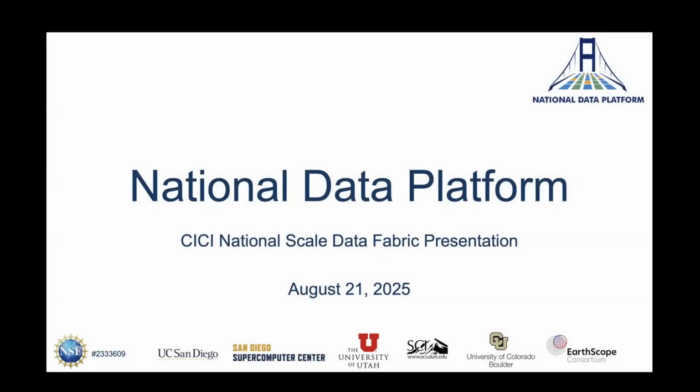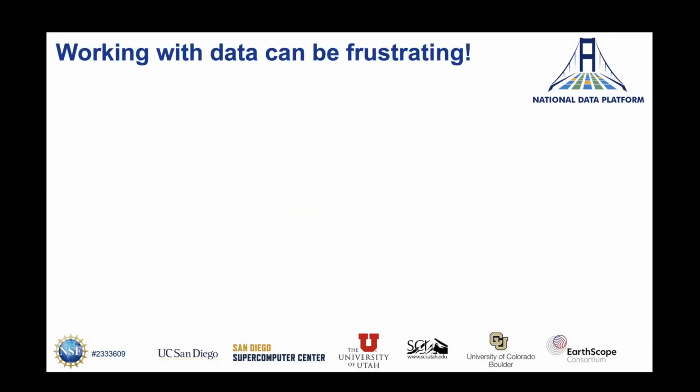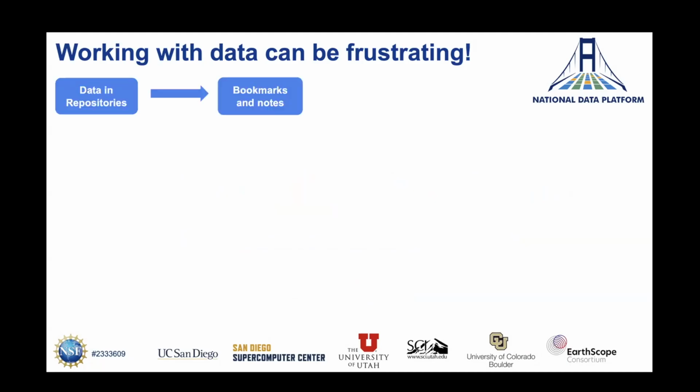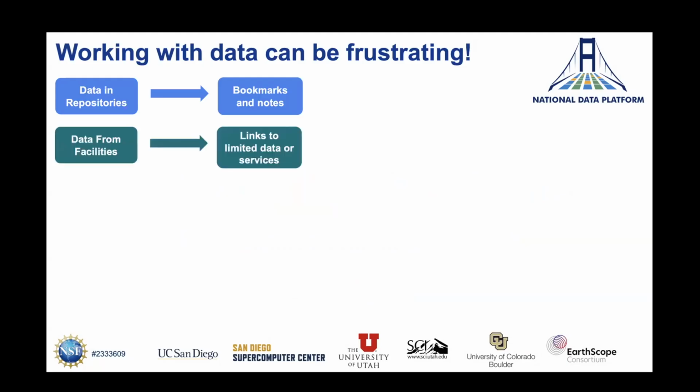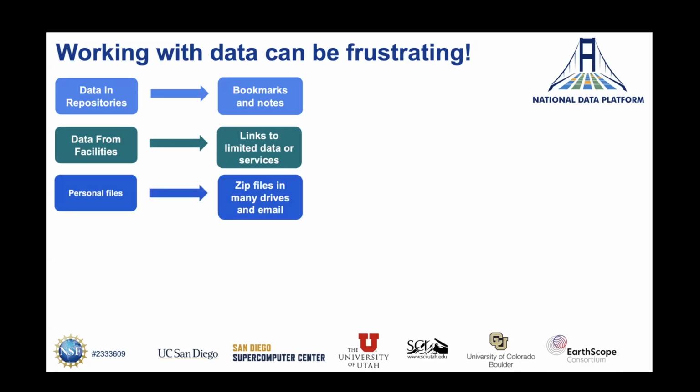So National Data Platform is a platform to improve usability of existing data technologies. If you think of it this way, think of how working with data can be frustrating. Often we have data in repositories, and when we use it, we have bookmarks and notes. Data from facilities, we might have links to limited data services offered by facilities, but if you want to do anything more than that, it gets a little challenging to deploy and build these services.